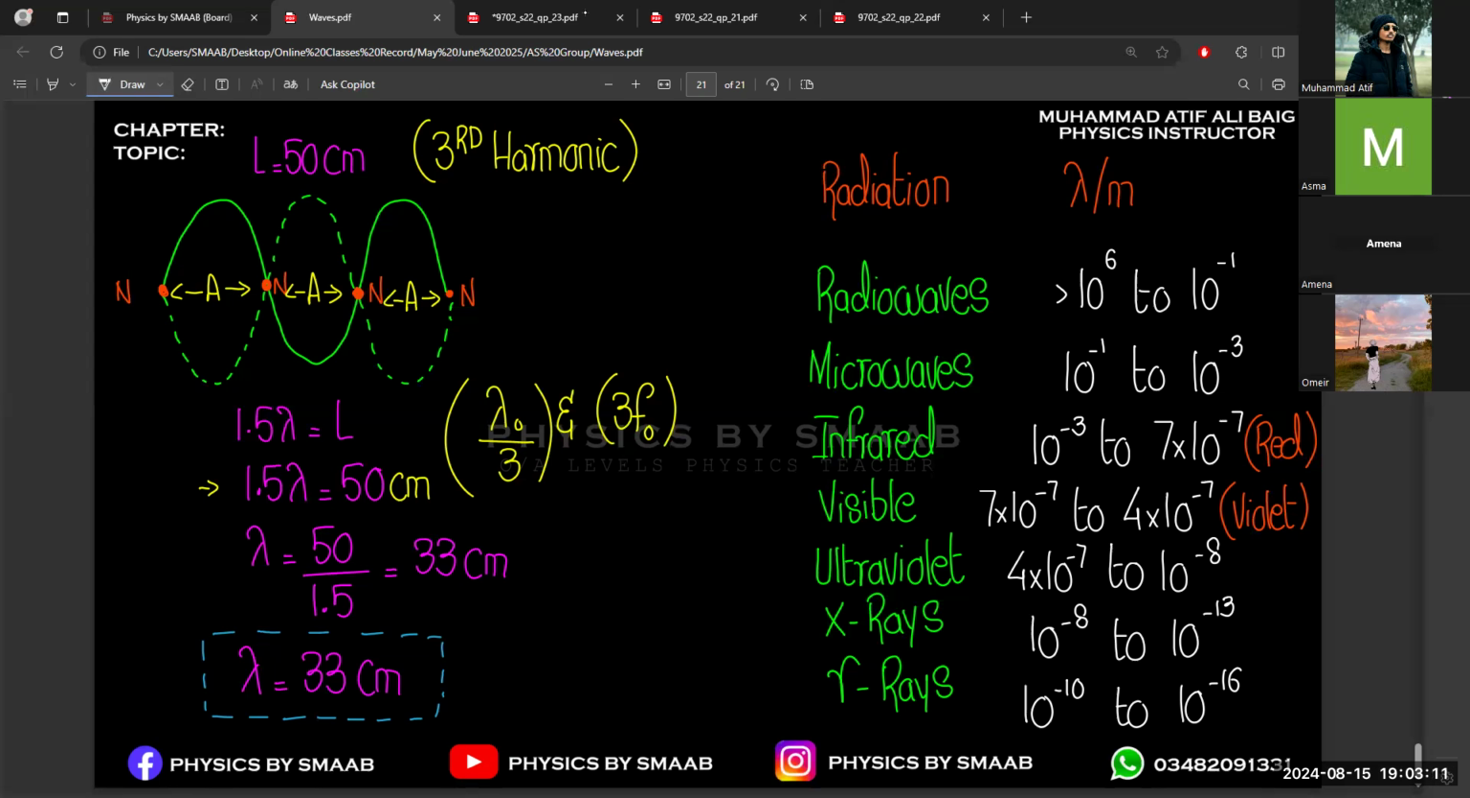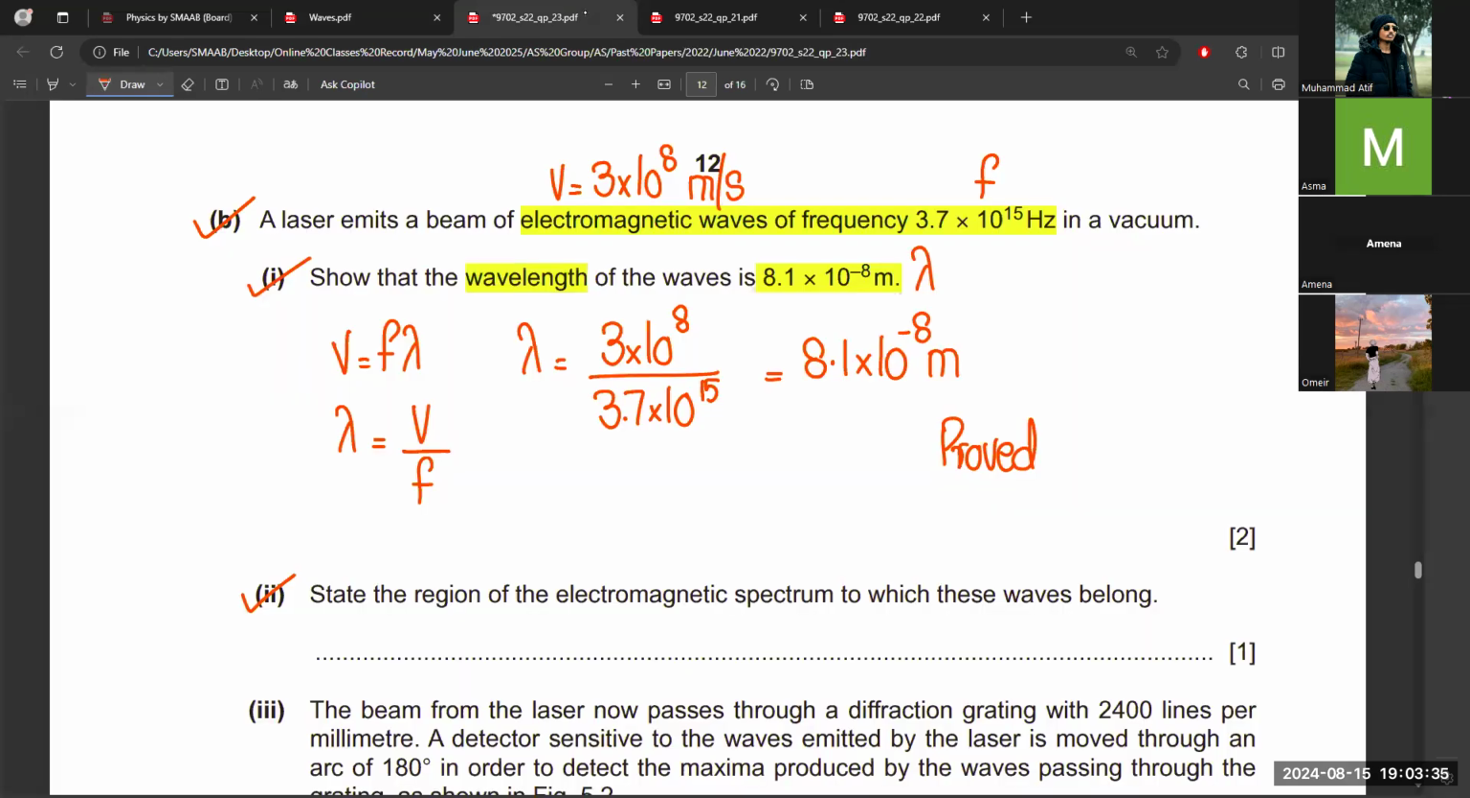Ultraviolet. Because the range of ultraviolet is very short, 4 exponent minus 7 to exponent minus 8. So this is a very close range. If we choose X-ray, this is the extreme point, 10 to the power minus 8, and there is also a variation down to minus 13. So there is a very wide range of X-ray. But this value is ranging between minus 8. So that's why this electromagnetic spectrum is in the region of ultraviolet, right?